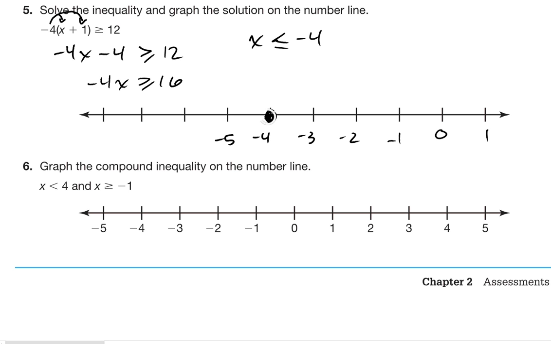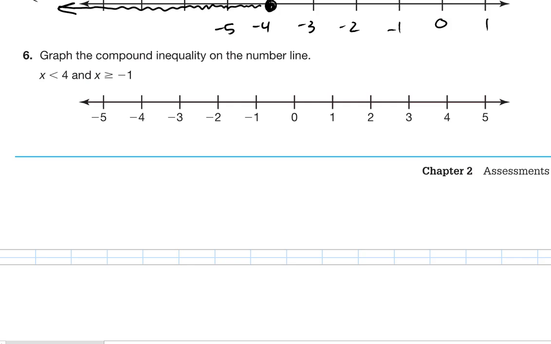And it's going to be everything to the left of that. So all these values continuing, those are the values of x that will make this inequality true. This inequality will always be true when I pick x values from there.